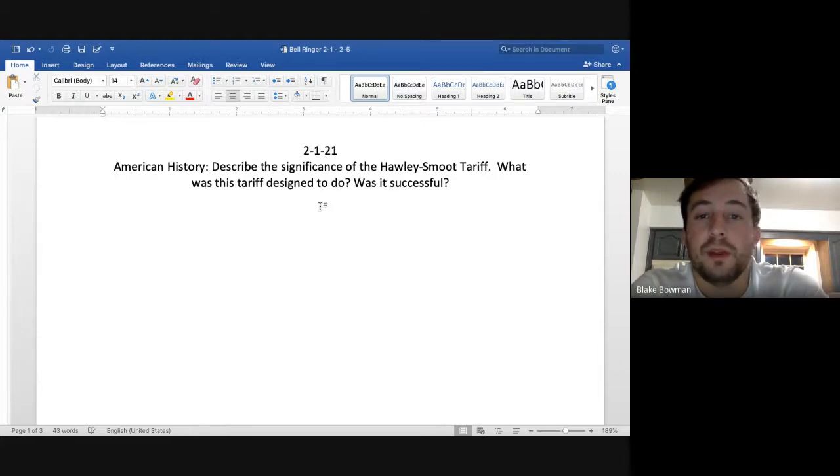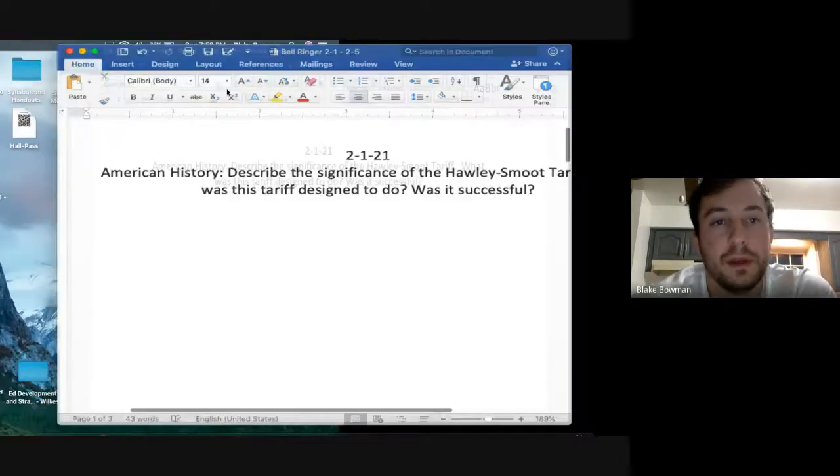This was pretty much putting tariffs on imported goods in the United States, hoping that Americans would buy American products, boost the economy, and help keep workers working in the U.S. That was the goal, but it just totally folded. And a lot of people say this is one of the causes of World War II. All right, there you go.